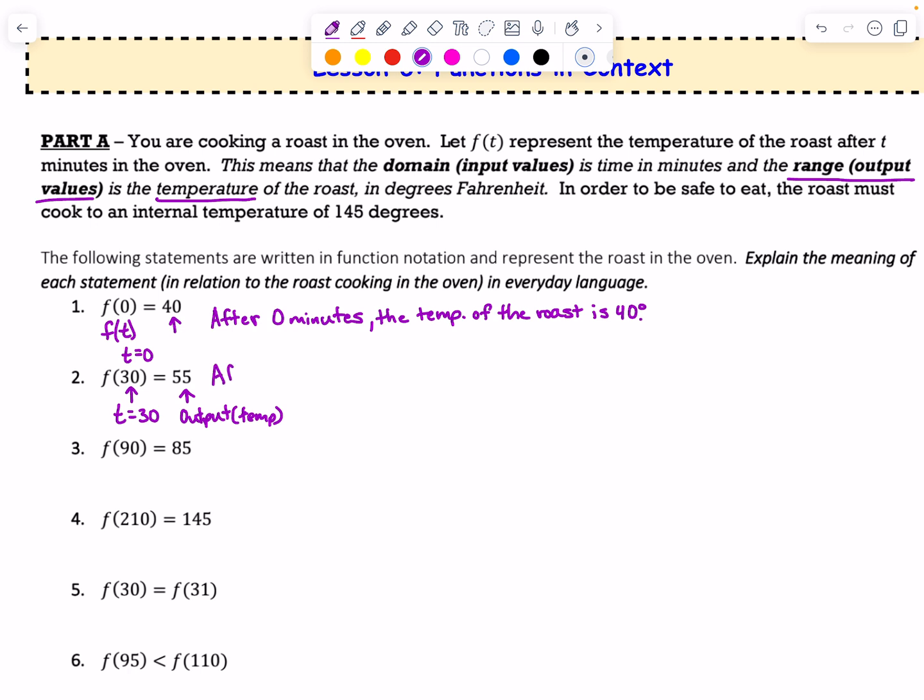So let's write out, I'm going to change my wording. I'm going to say at 30 minutes, the temperature of the roast is 55 degrees. And I'm in fact going to go back up here and change this one too, because I think that's a better word. At 0 minutes, or the start of your cook time, the temperature of the roast was 40 degrees for number 1. All right, so those two look a lot like 3 and 4. So I'm going to leave those for you to try.